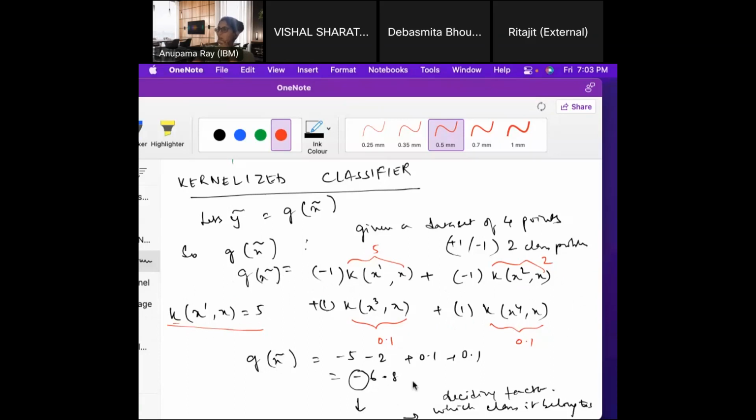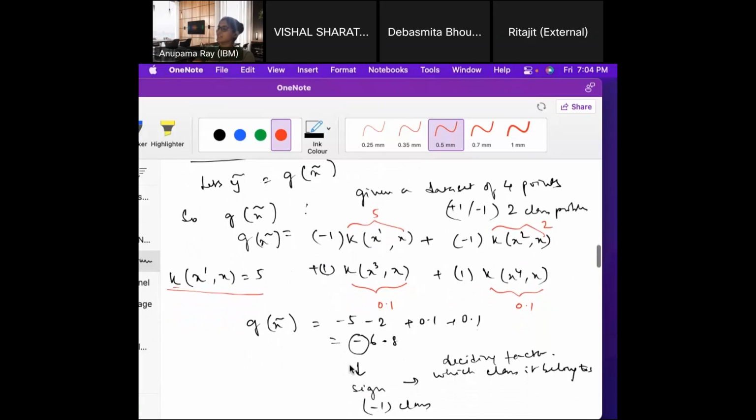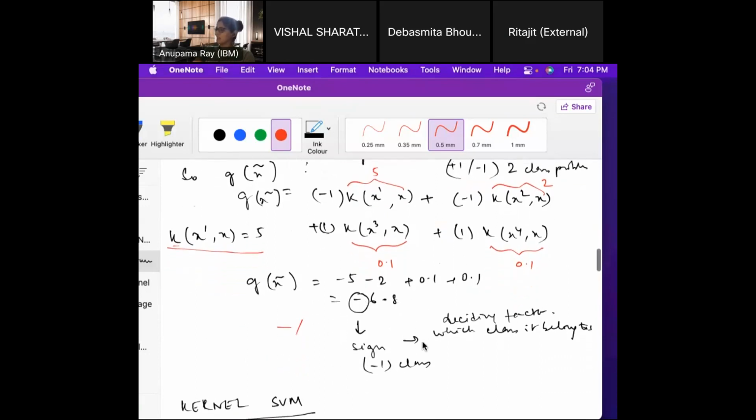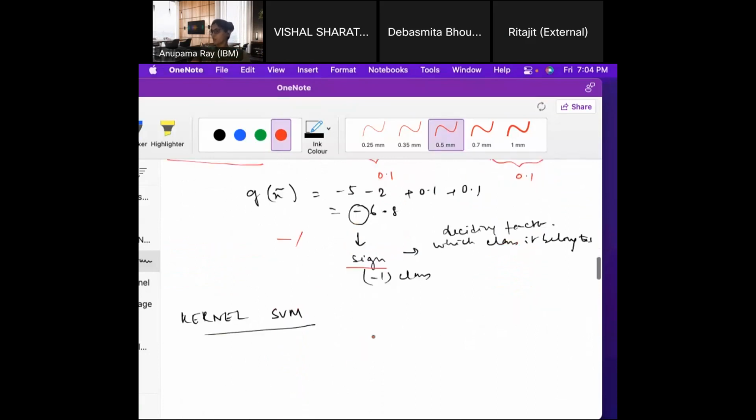You can write it as minus 6.8, right? So this minus sign decides which class it belongs to. So now this belongs to the -1 class. Had it been a plus, then it would have belonged to the +1 class. And this amount says how much it is towards the negative direction or towards the positive direction. But the sign is the deciding factor, it decides which class you fall into. So this is a binary classification problem.